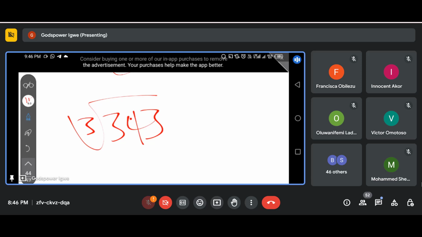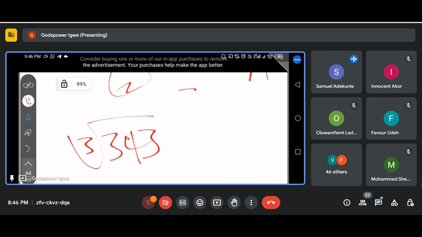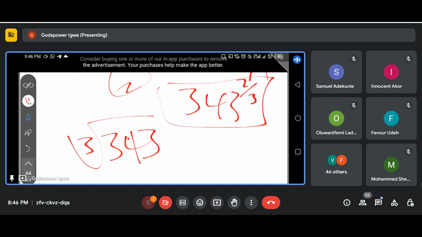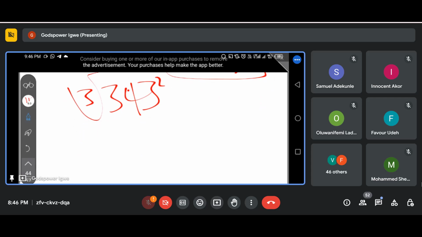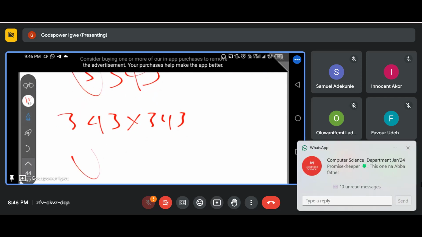343, right? Yes, sir. The equation was 343 raised to power 2 over 3. Yeah, this was the question. Now this is going to be 343 squared. Now we look for 343 squared, which is 343 times 343, and that gave us what? What was the answer?